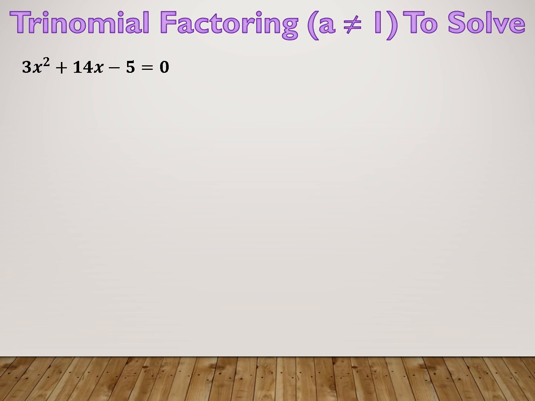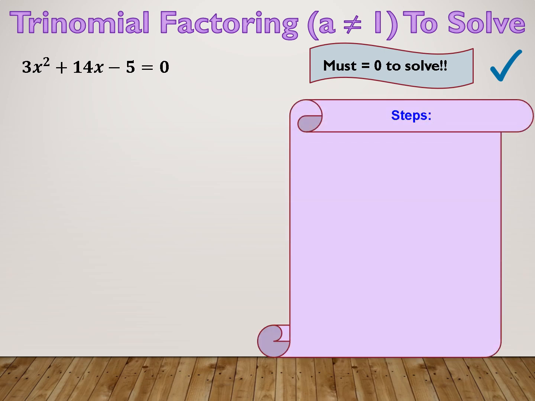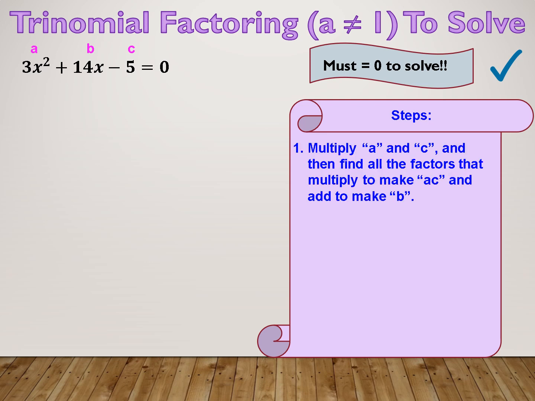Okay, last example. So first thing we need to do is, does it equal 0? Yes! Okay, so now we're going to assign A, B, and C just like we normally do. So let's go through the steps. The first step is we're going to multiply A times C. So A times C is negative 15.